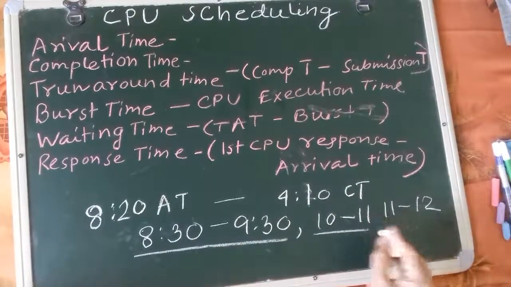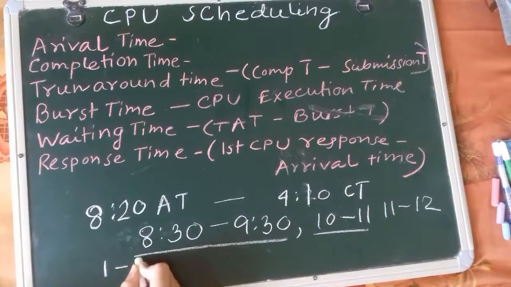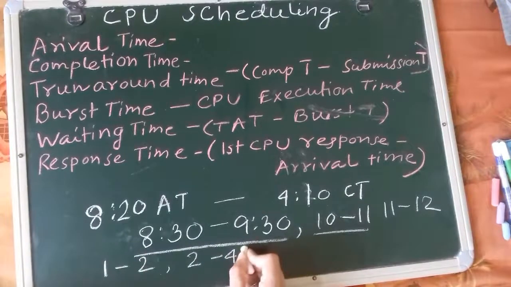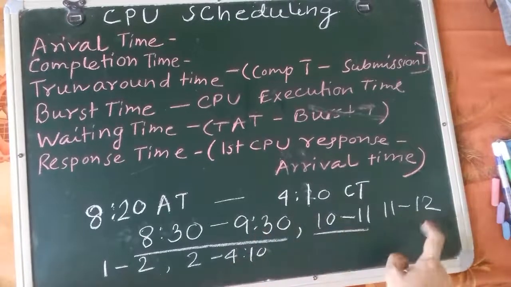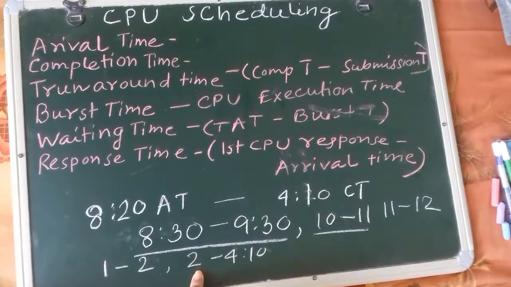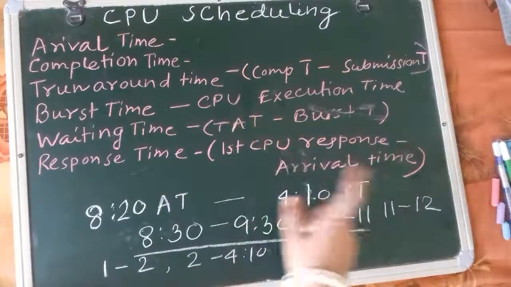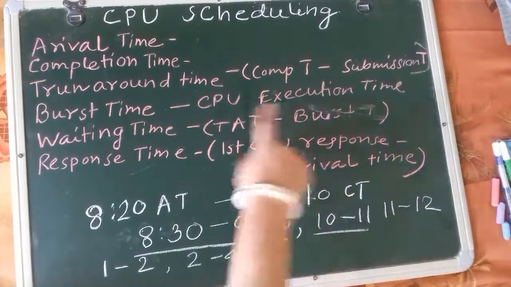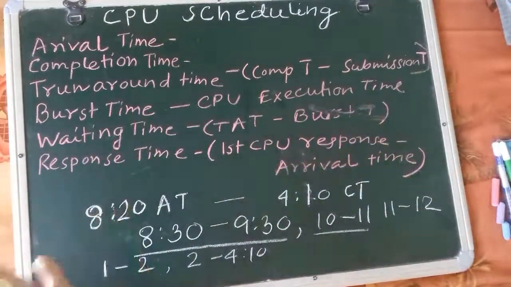Then maybe you got a 1 hour gap. Then 1 to 2 the teacher was with you, and 2 to 4:10 your teacher was with you. So 1, 2, 3, 4, 5, 6 hours 10 minutes, if the calculation is not wrong, is your burst time. So what is burst time? The time the teacher was with you.